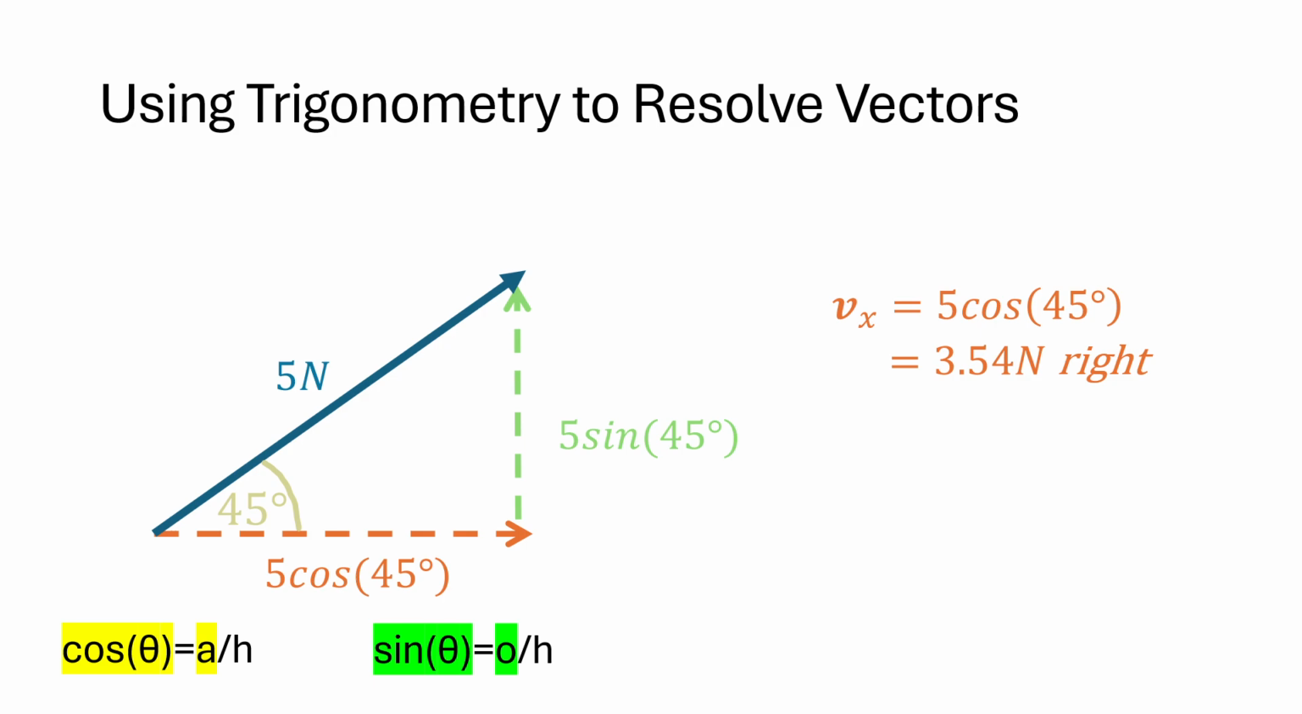And then our sine theta ratio is sine theta is opposite over hypotenuse. We know that the opposite side has something to do with sine theta. So our vertical component must be 5 sine 45 degrees, or in its general form, h sine theta. So just keep in mind it's sine, so it has to do with the opposite side. Or because we're working with the opposite side, we know it has to do with sine. So yeah, the vertical component will be 5 sine 45 degrees, which is 3.54 newtons upwards.